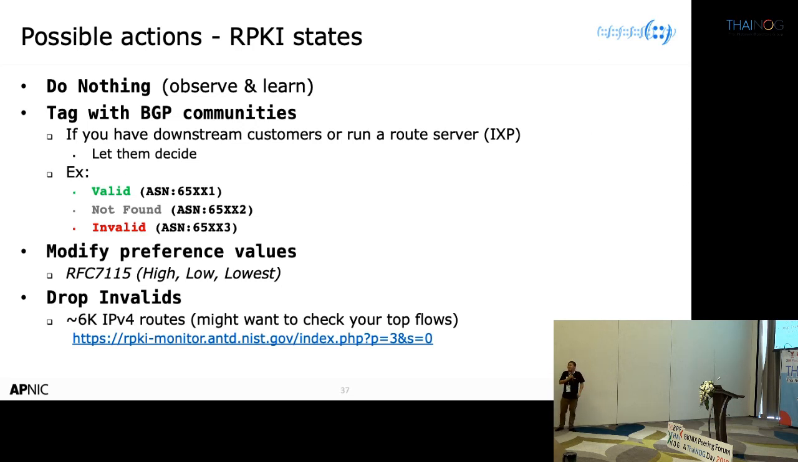This is the best practice in RFC 7115, where instead of dropping invalids, people suggest that you play with the preference value, local preference. Valid gets the highest preference, not found gets medium preference, and invalids get the lowest preference. So you're trying to isolate that small part of the internet that is invalid to an unpreferred list.